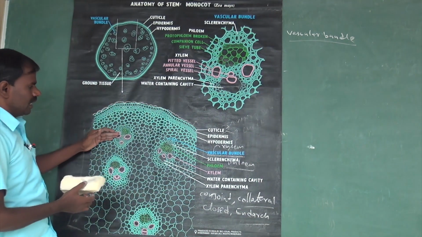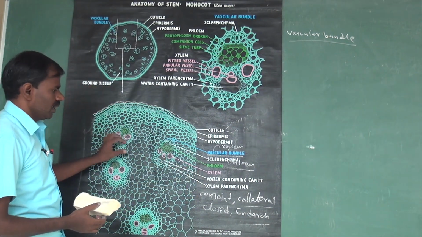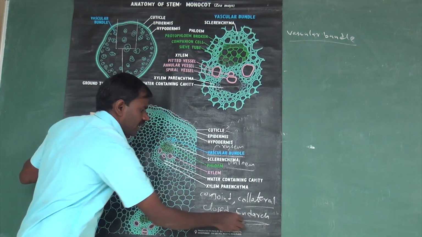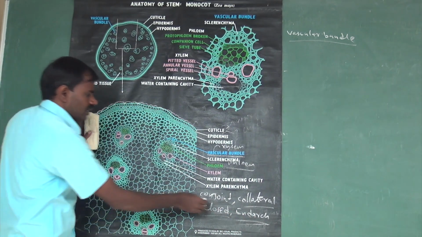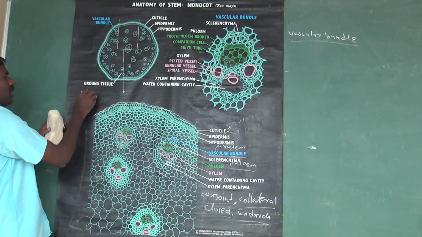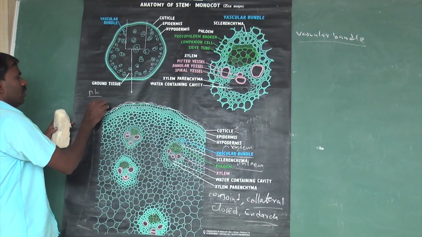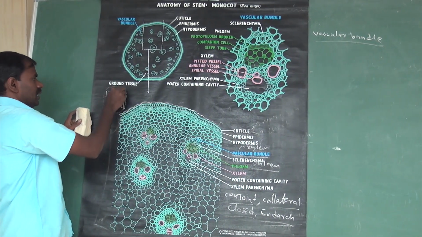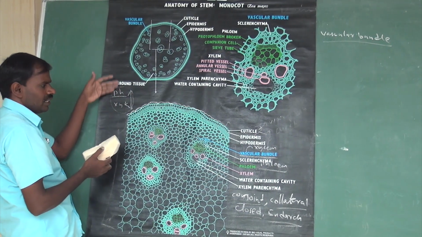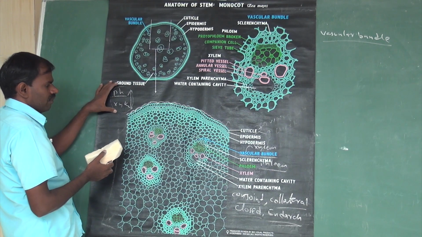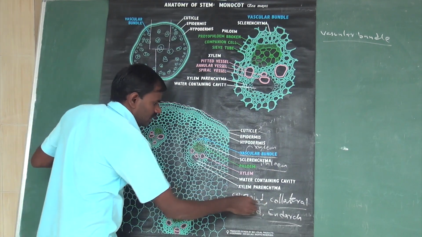The vascular bundle contains only conjoint vascular bundles, which are collateral type and closed type, and endarch. What is a conjoint vascular bundle? The conjoint vascular bundle means the phloem is arranged above and the xylem is arranged below, on the same radius. Phloem above and xylem below on the same radius, that type of vascular bundle is called a conjoint vascular bundle.